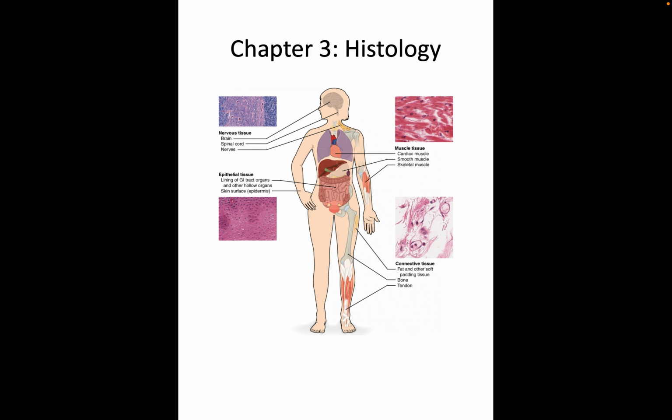And so histology is the study of tissues. We're going to be looking at different classifications of tissues, and these are going to include epithelial tissues, connective tissues, muscle tissue, and then nervous tissue. We're going to start with epithelial, move on to connective, then muscle, and finish up with nervous. All right.